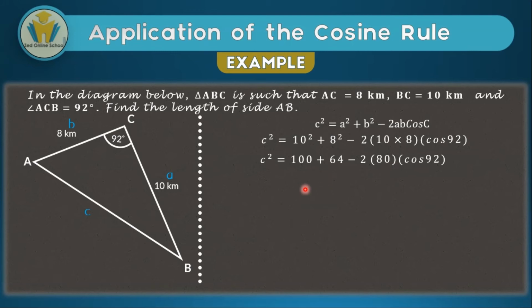We've simplified a lot of things, but we can simplify further. We can add these before we do anything. So c squared will be equal to 164 minus, obviously, these 2 multiplied by the 8 and the cos 92. Right now we can also find cos 92 so that it can be easier for us to continue working out.